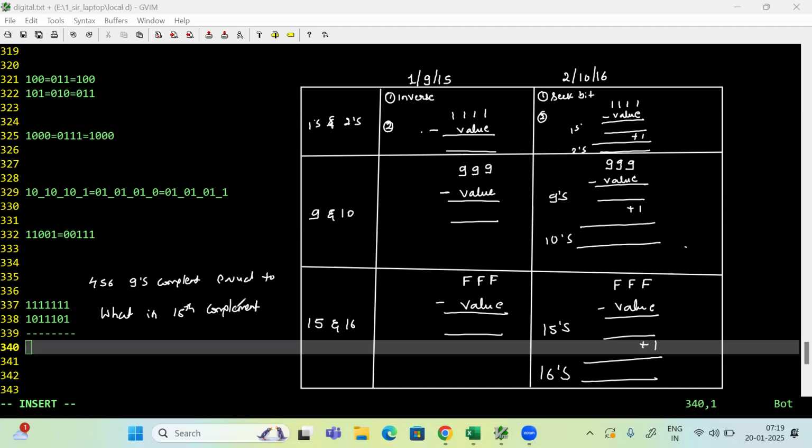A value of 456 in ninth complement, for example. What will be your equivalent value in the 15th one? He will give you this complement value, for example, and he expects this value from you now. You tell me how will you do it? Right or wrong? Give an approach.